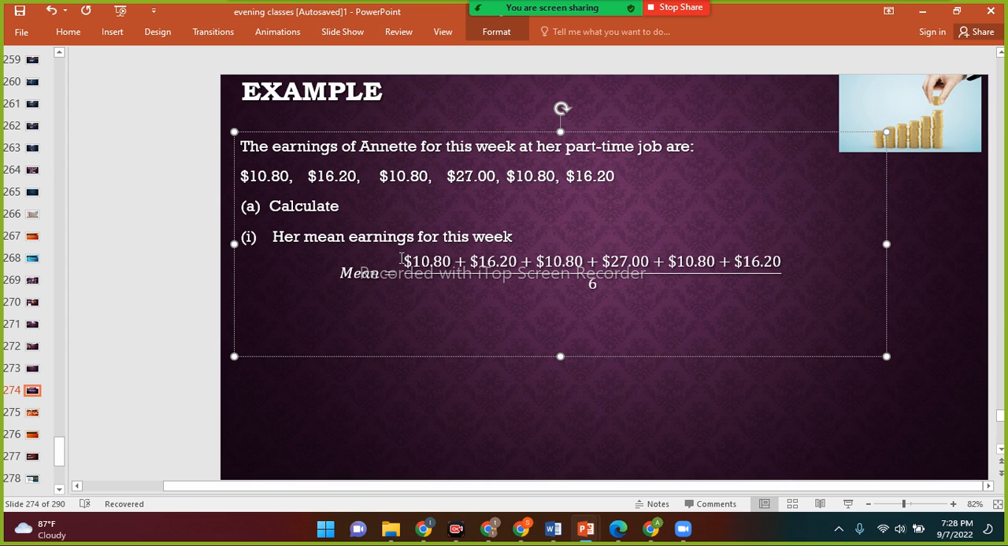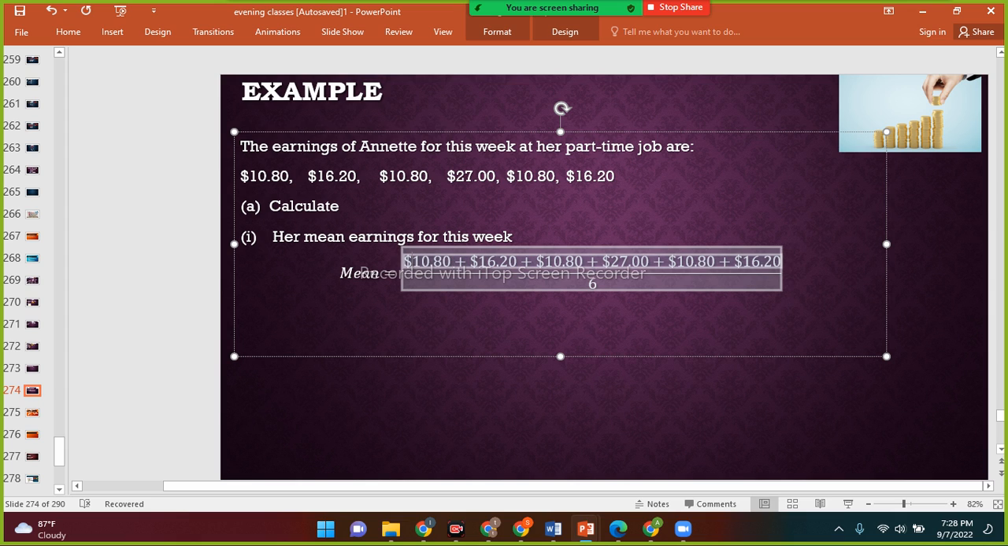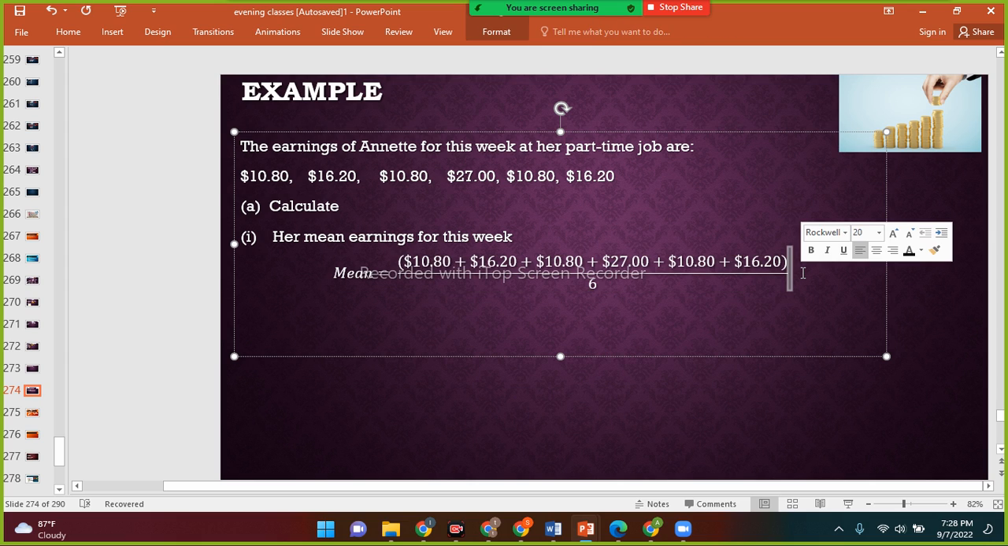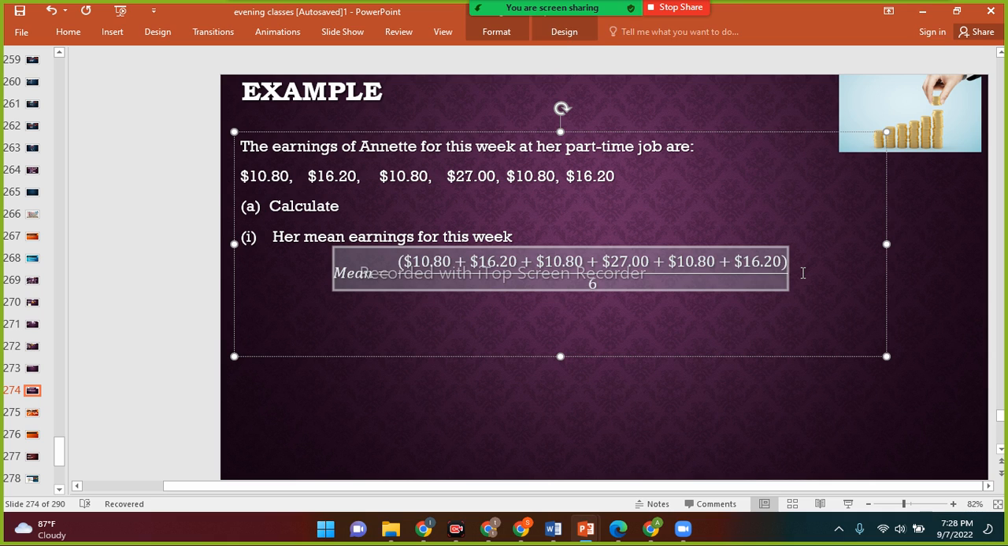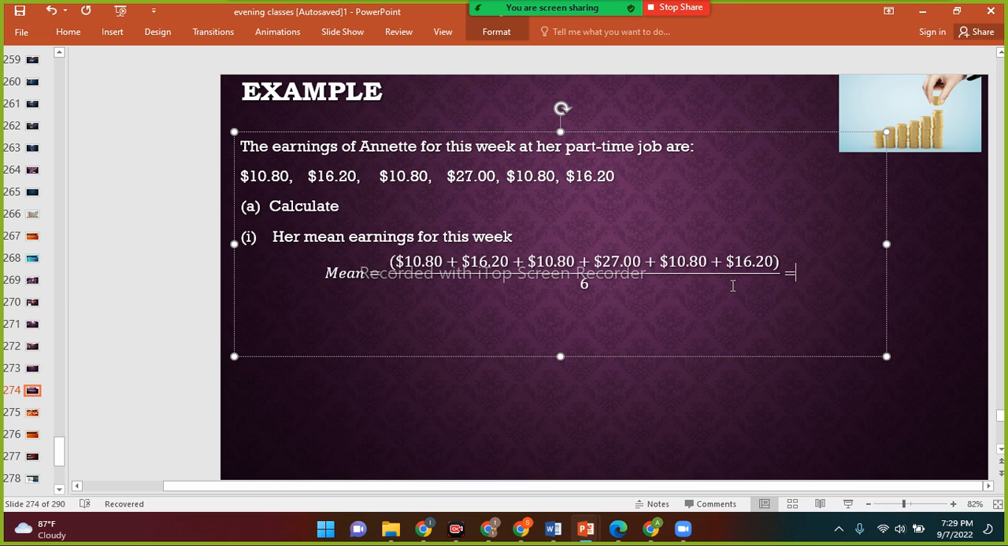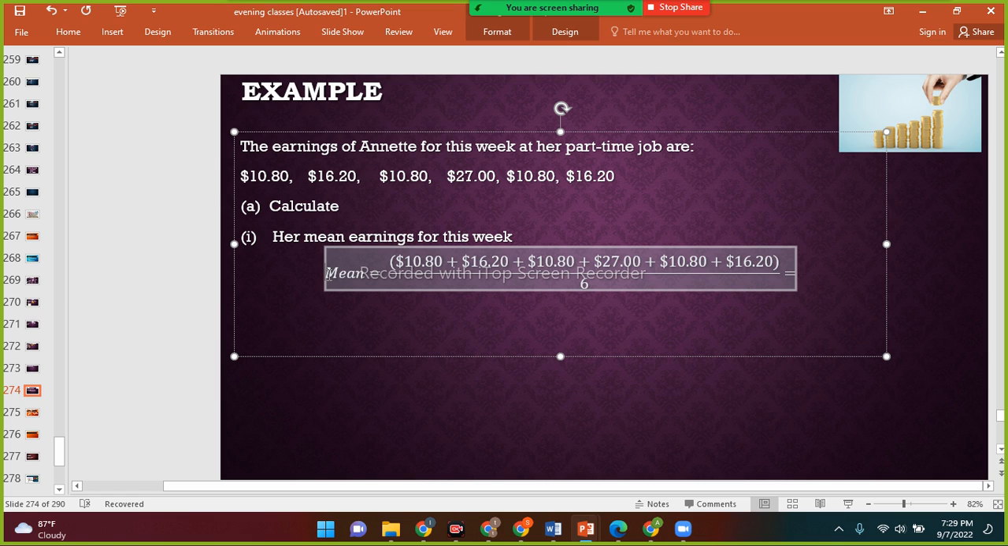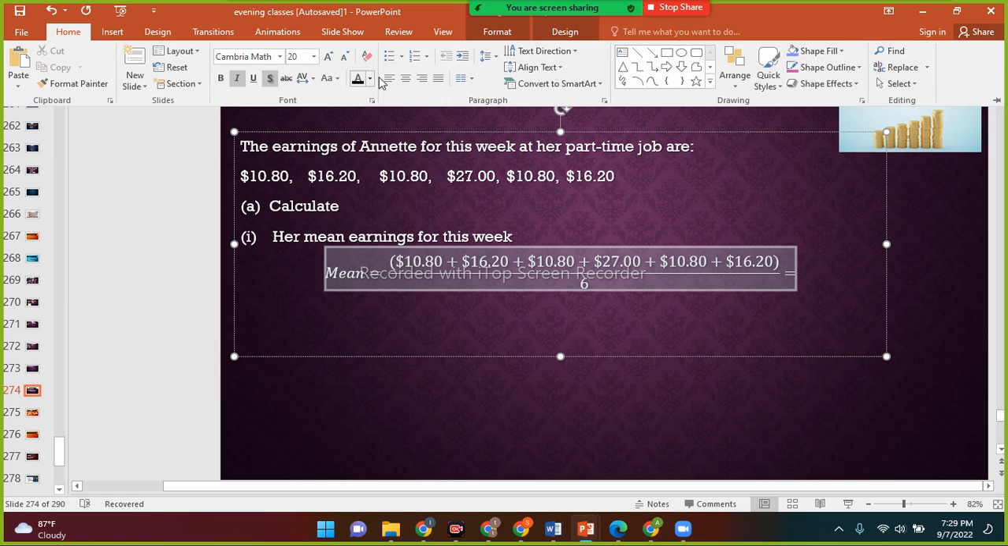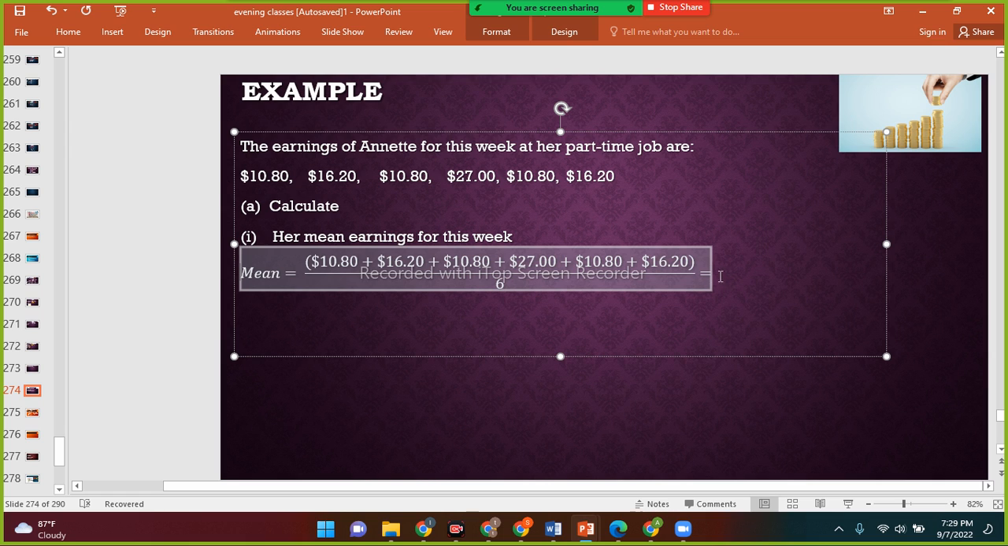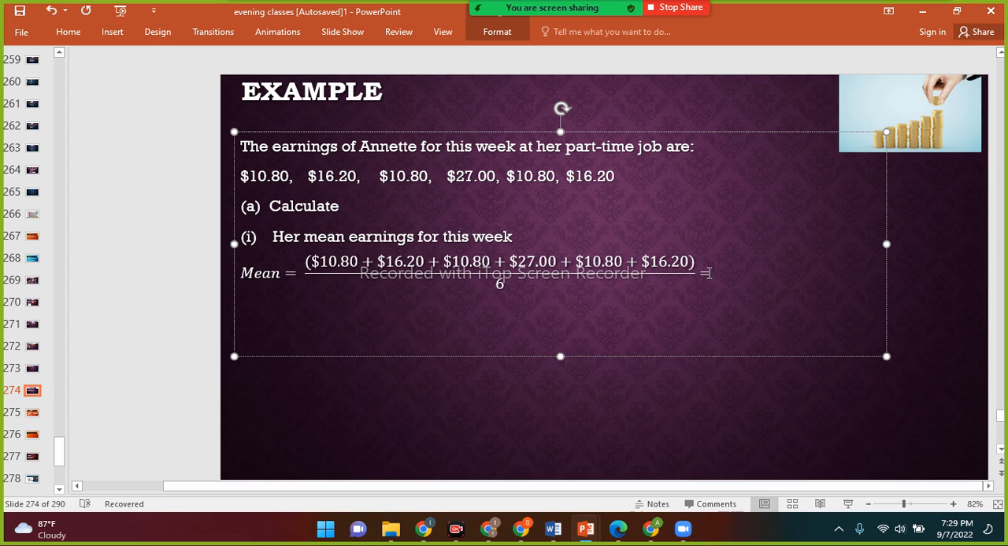So the first thing we're going to do, let's put the top in brackets now, because we're going to add them first. It's going to be equal to, so let's add all of them.